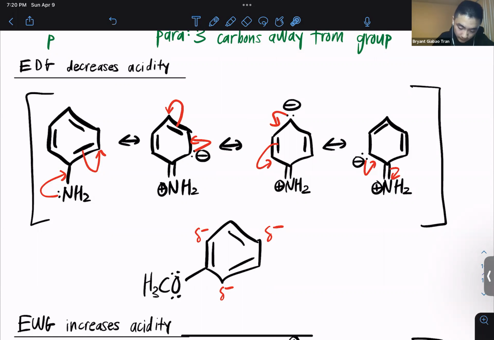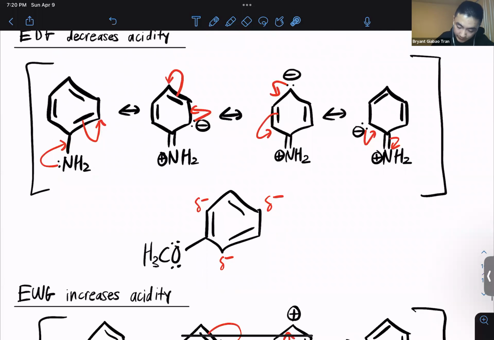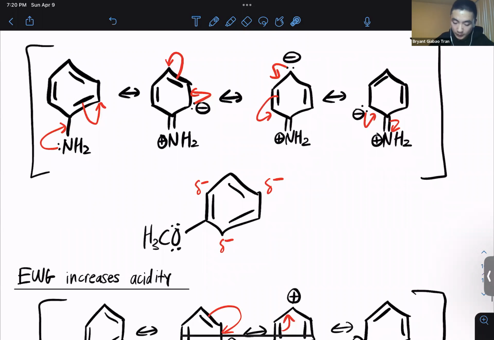So let's say we added an electron donating group like NH2, and here are the resonance structures of NH2. We see that in the resonance structures, we have a negative formal charge in the ortho positions and the para positions. So we see here an electron donating group like OCH3, the ortho and para positions of that OCH3 are partially negative, which makes that system negatively charged.